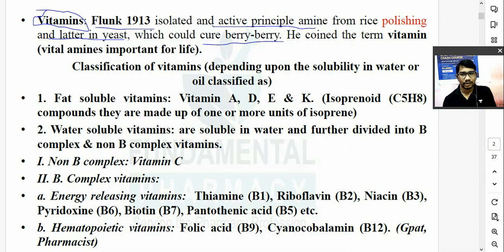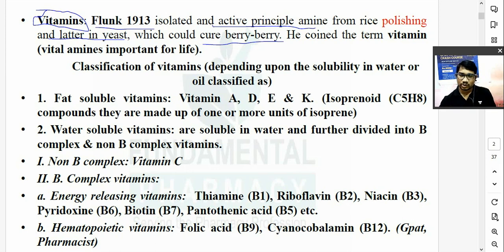In an upcoming slide, when we see the water-soluble vitamins, the deficiency of thiamine leads to beriberi. There are three types of beriberi also: dry beriberi, wet beriberi, and neurological beriberi. So basically Funk in 1913 found the principle, amine in nature, from rice and named it vital amines. Later on, that principle was also isolated from yeast.